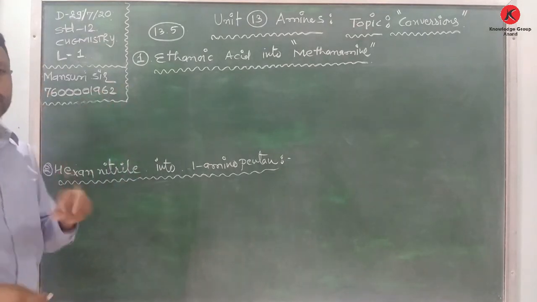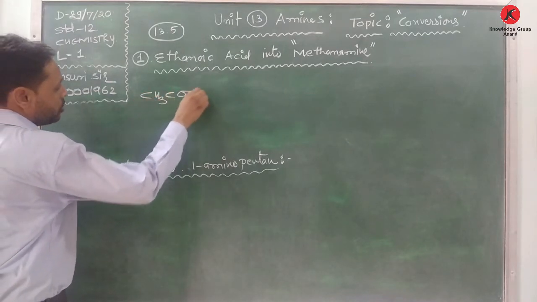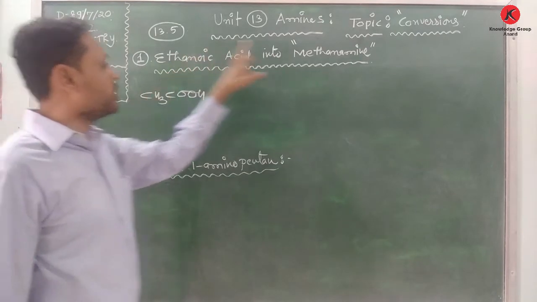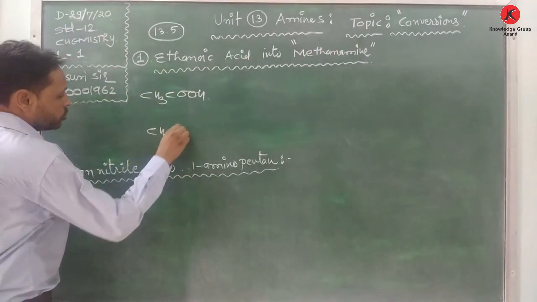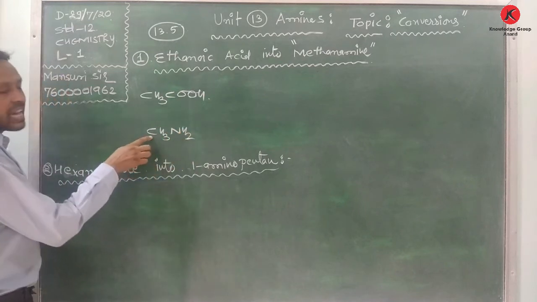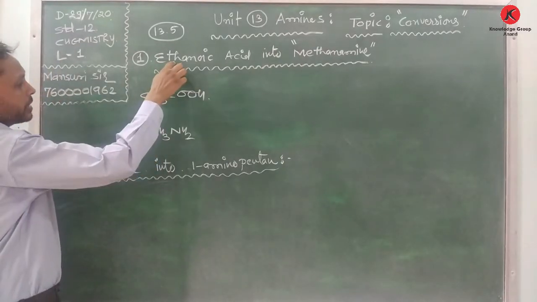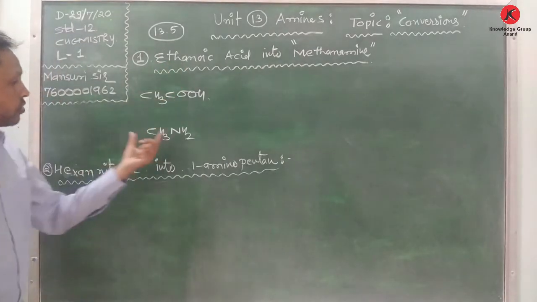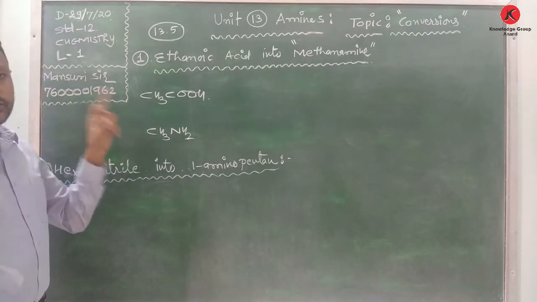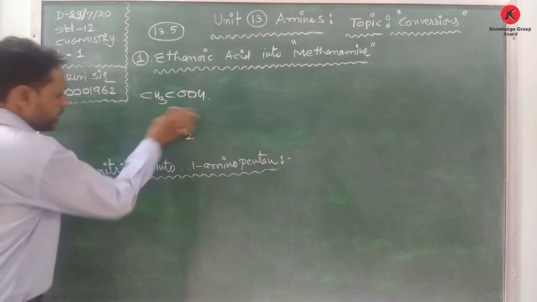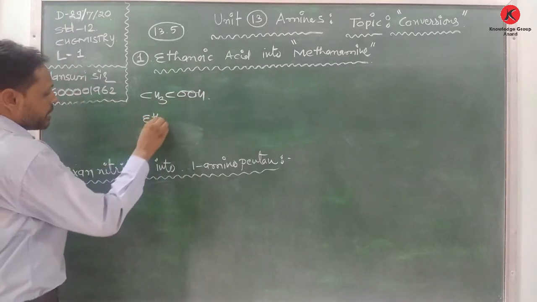That means you are given two carbons, ethanoic acid, CH3COOH, and now it will convert to methanamine, meaning CH3NH2. So here only one carbon is in the product. Methanamine contains only one carbon and ethanoic acid contains two carbons, so we have to reduce one carbon. For that, what should we do? Now we will discuss. Here we will take acetic acid, that means ethanoic acid.